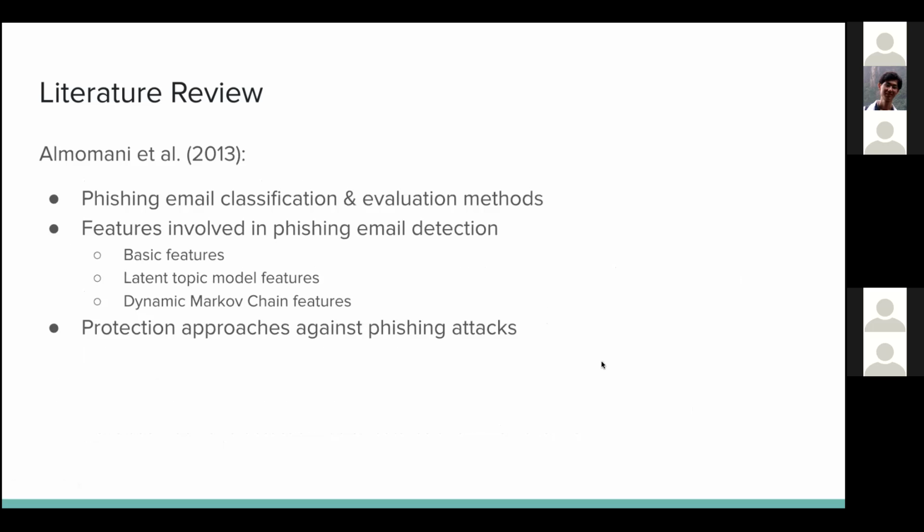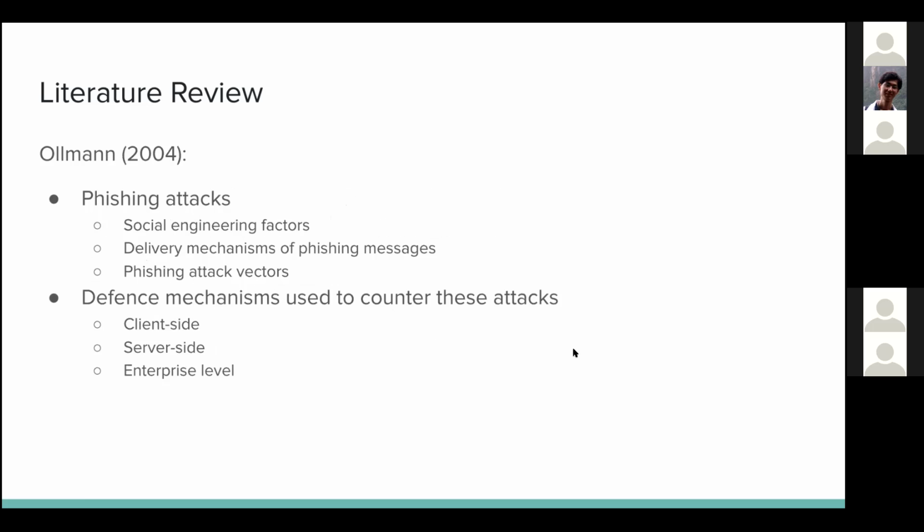Then the next literature review involves phishing email classification and evaluation methods. So this is specific to the email vector of phishing, where an attacker will send an email to a user. This paper evaluates and classifies the actual emails that attackers send. It identifies the features involved in phishing email detection, which include the basic features, features to deal with the topic model, as well as dynamic Markov chain features. The paper also introduces some protection approaches against phishing attacks.